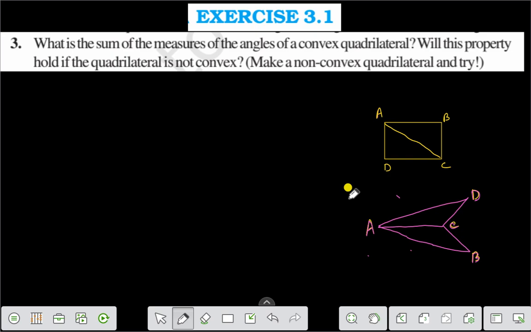What is the sum of the measures of the angles of a convex quadrilateral? Will this property hold if the quadrilateral is not convex? Make a non-convex quadrilateral and try. Let us try. Now see.